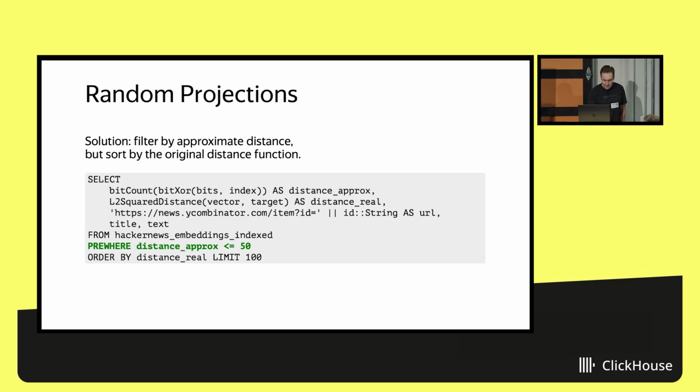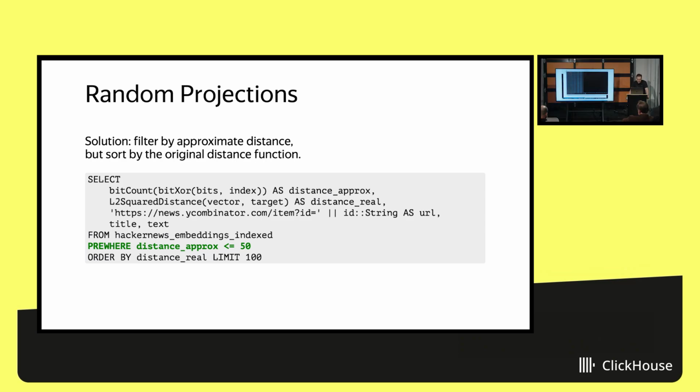So the approximate distance is not suitable to get top 10 or top n results. But I can get some threshold on the approximate distance, filter with this threshold, and then I will calculate the real distance. Here is the real distance. So I will filter by the approximate distance and order by the real distance. And probably it will work.